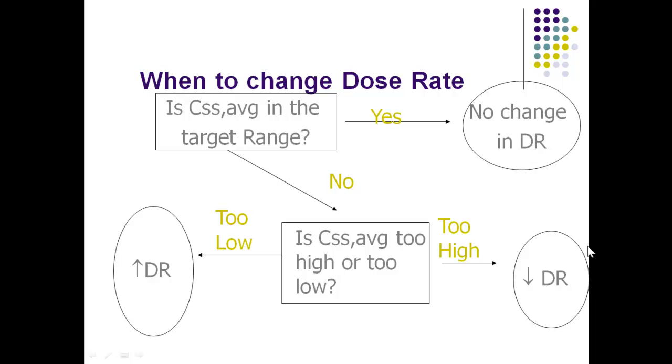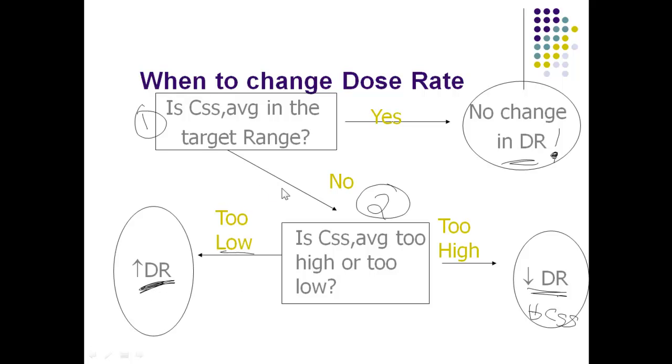So, just to sum it up in one quick slide, when do we change our dose rate? The first thing we do is ask ourselves, is the CSS average at the target range we want? If the answer is yes, woohoo, no changes for us, our job is done. However, if the answer is no, we have a second two-part question to ask. We have to ask ourselves, is the CSS average too high or is it too low? If our CSS average is too high, we lower our dose rate, and that will cause a decrease in our CSS average. Now, if our CSS average is too low, we just increase our dose rate, and that'll increase our CSS average.